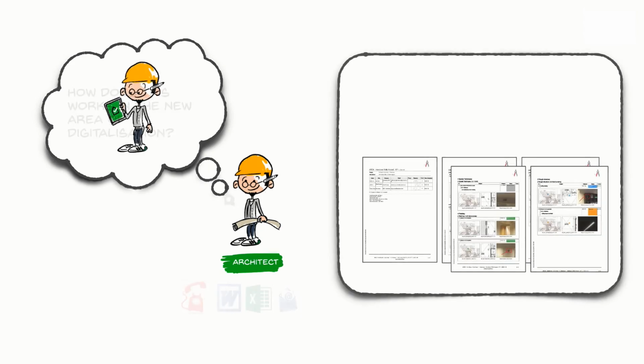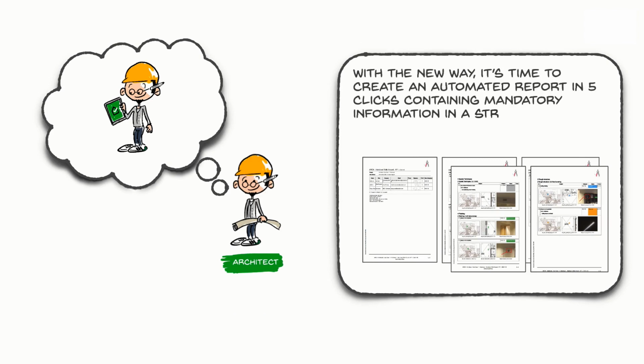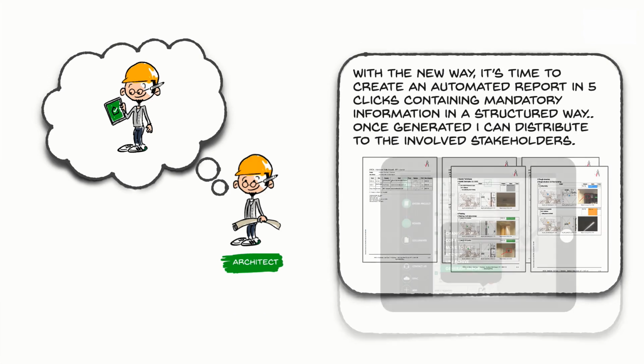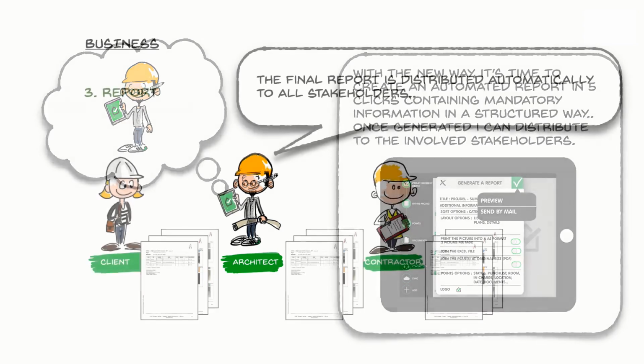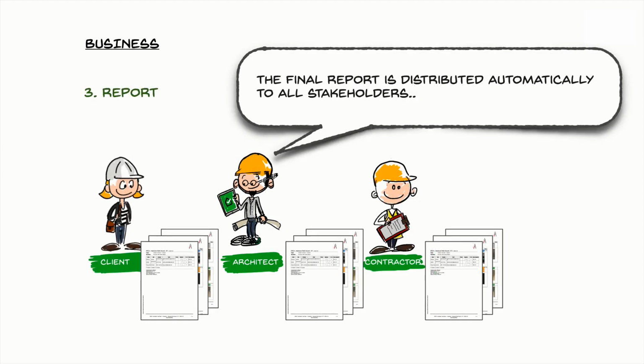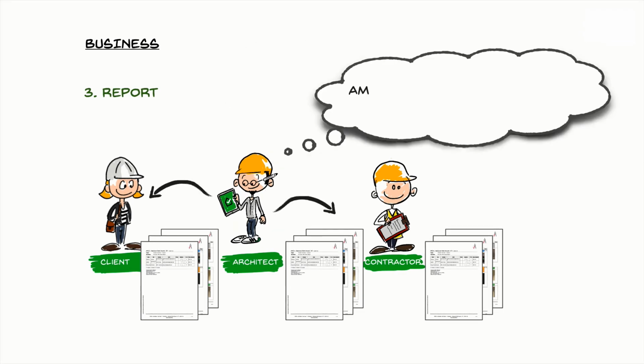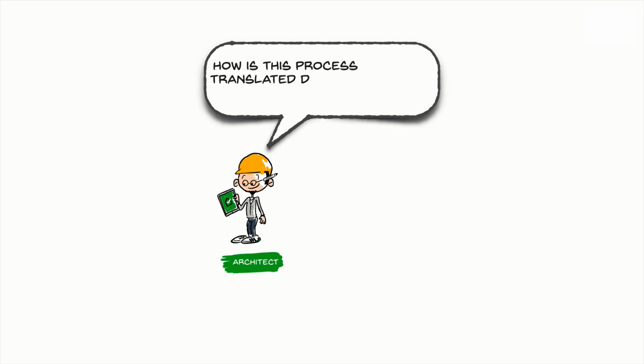Well, the new solution allows you to create an automated report in 5 clicks, containing mandatory information in a structured way. Once generated, the report is distributed to all involved stakeholders automatically. As a result, the architect just saves 50% of his time. Great, his dream has come true. Let's quickly have a look how they do this.